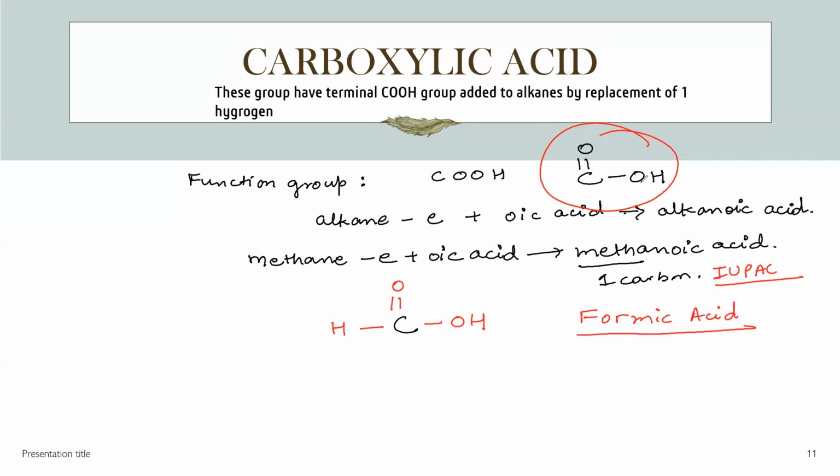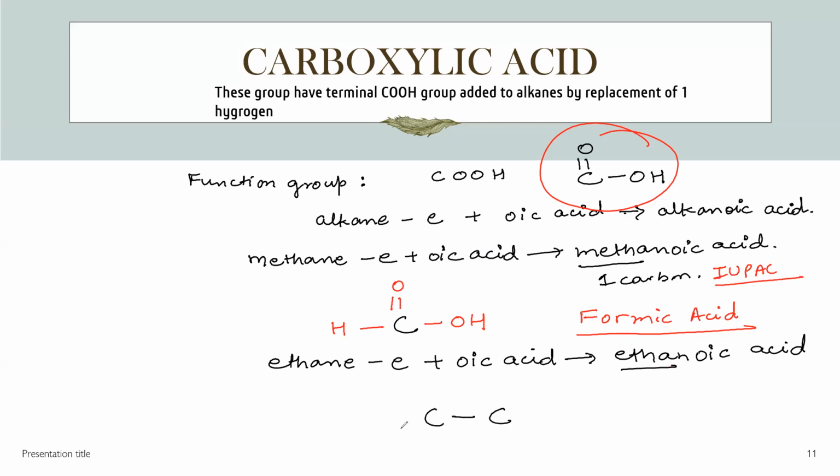Fine. Now let us draw the second member. So second is ethane. Drop the E, add the OIC acid group. The name would be ethanoic acid. So it means how many carbons? 2 carbons. So draw 2 carbons joined by a single bond. Next, give this functional group double bond OH. So for this carbon, give the necessary hydrogens 1, 2, and 3. So this is ethanoic acid and the normal name for this is acetic acid.